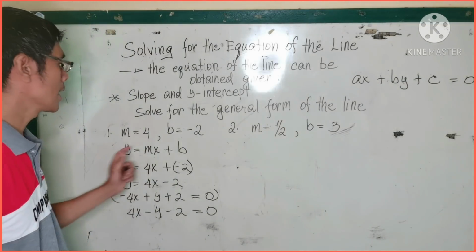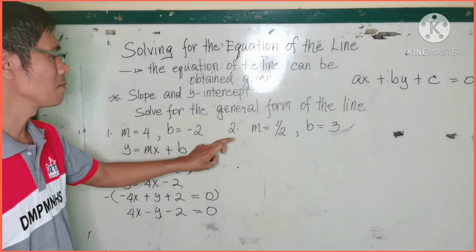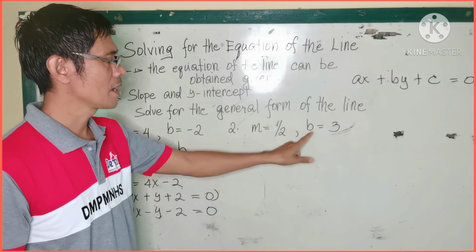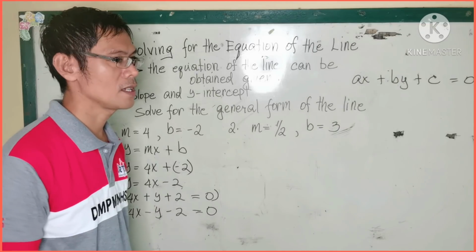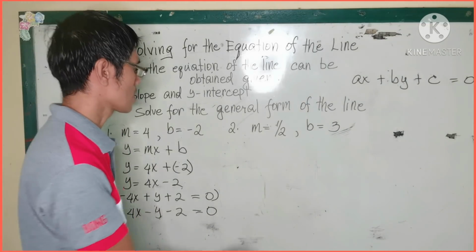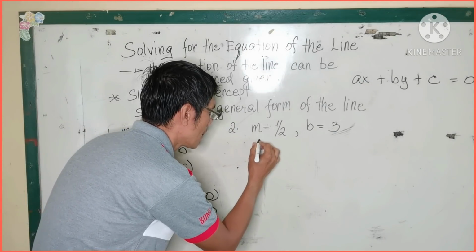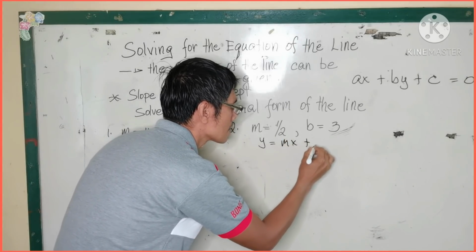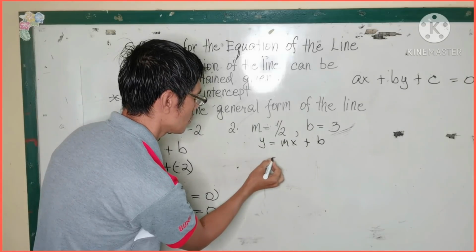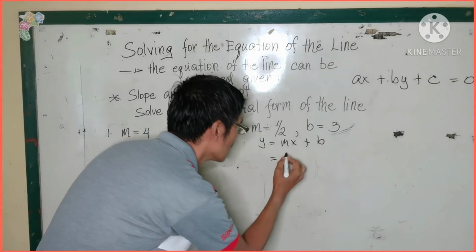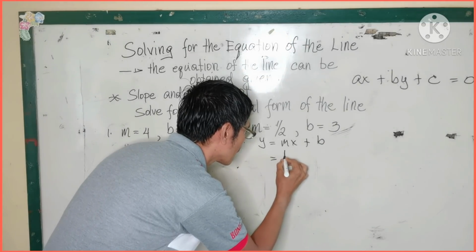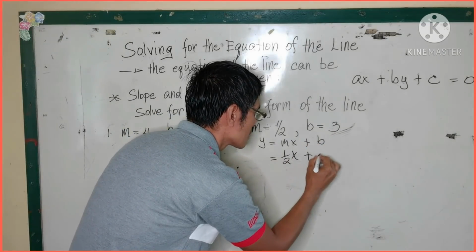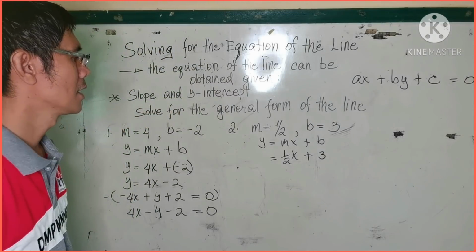Okay, so let us try to continue. For example number 2, you are given slope is equal to 1/2, then b is equal to 3, or the y-intercept is equal to 3. Again, the slope-intercept form, we have y is equal to mx plus b. Substituting the value of m, which is 1/2, we have 1/2 x, then our b is positive 3.